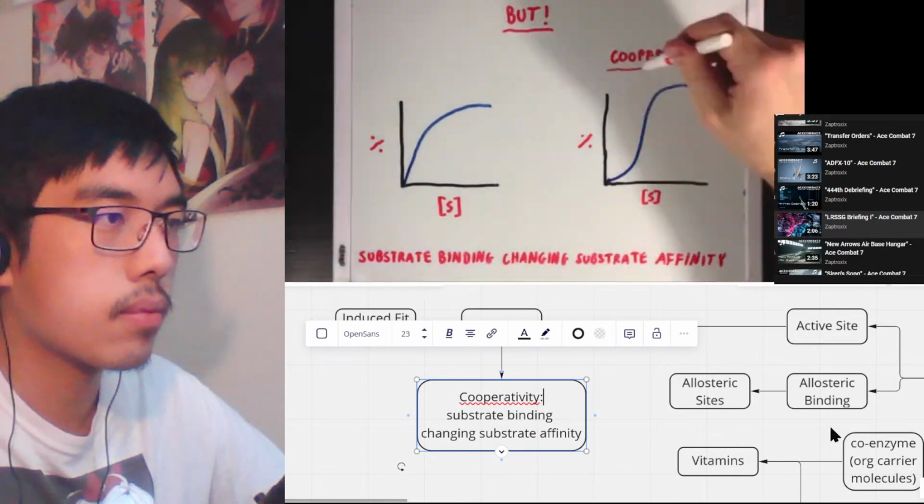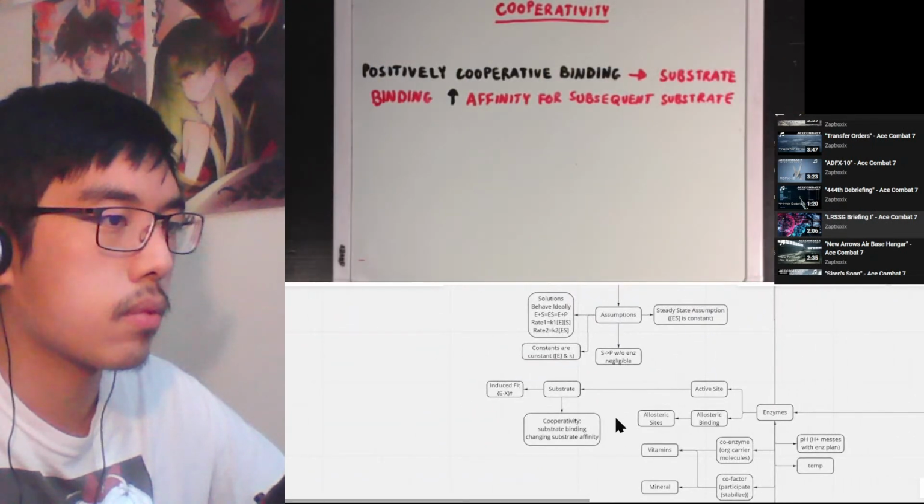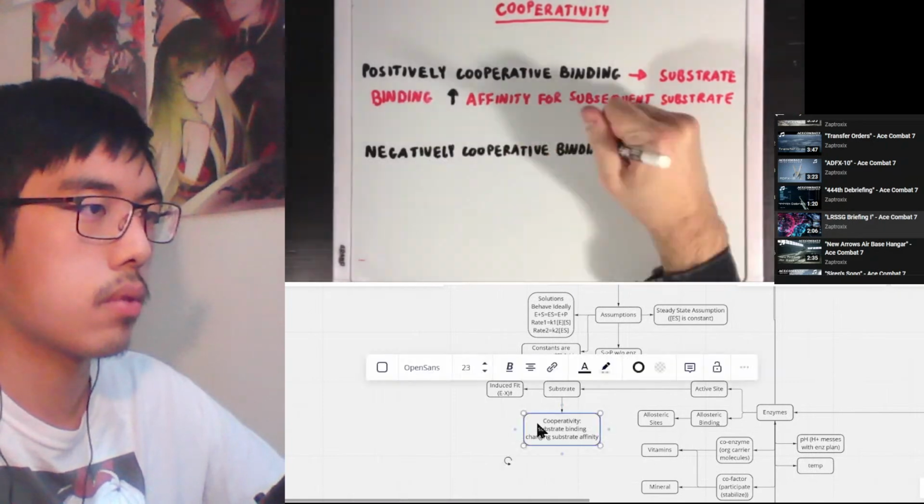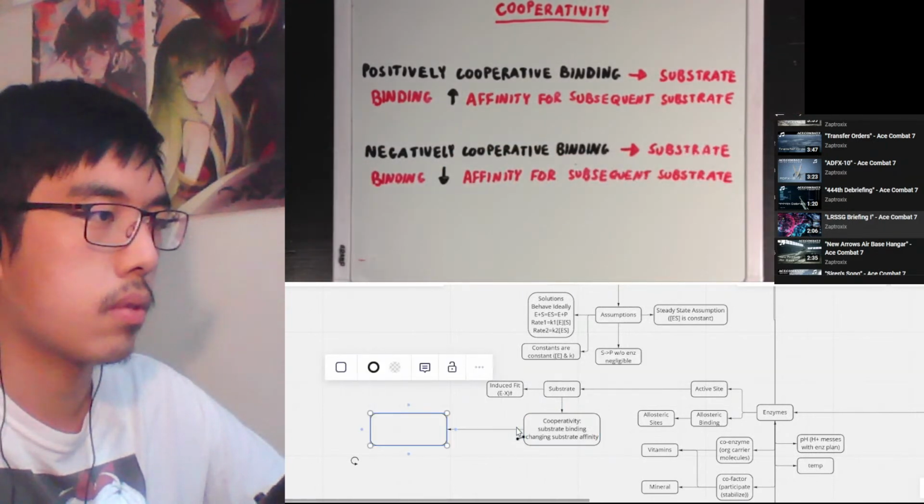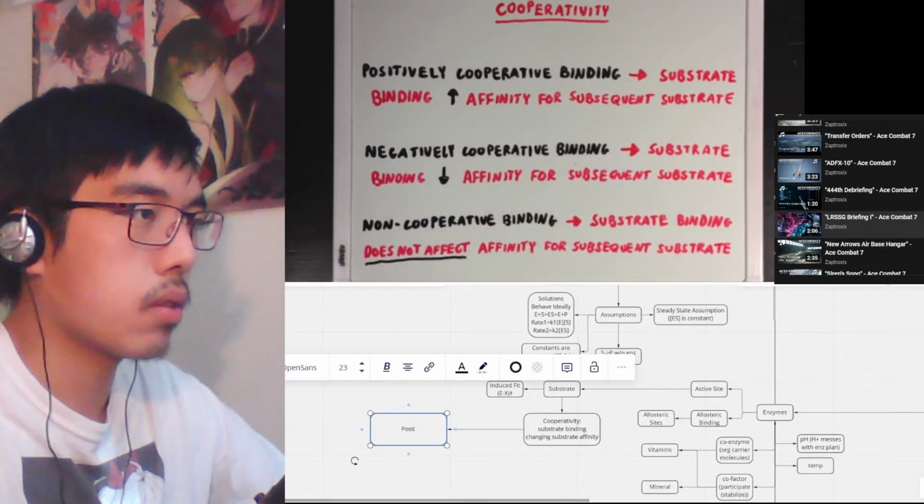And we call this cooperativity. Now, with respect to cooperativity, we can find 3 new ideas. Positively cooperative binding occurs when substrate binding increases the enzyme's affinity for a subsequent substrate. Negatively cooperative binding occurs when substrate binding decreases the enzyme's affinity for subsequent substrate more than you would normally expect, and non-cooperative binding is the same as the first example, where substrate binding does not affect the enzyme's affinity for substrate molecules.